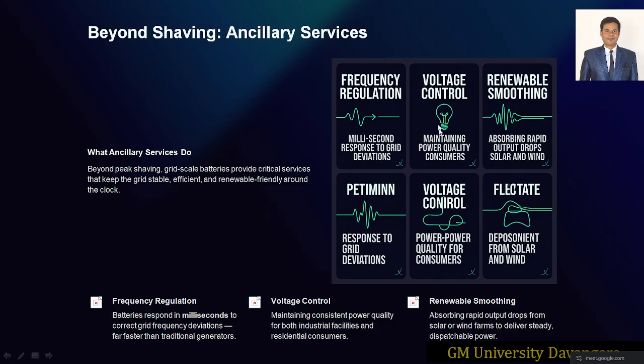We have to see the voltage swell and sag, and renewable smoothing also. But this is the voltage control. So these are the various things you have to monitor and observe, and also try to provide support for that. Apart from the peak shaving, for frequency regulation, try to monitor the frequency from the grid's deviations every millisecond. It should not deviate from the grid.